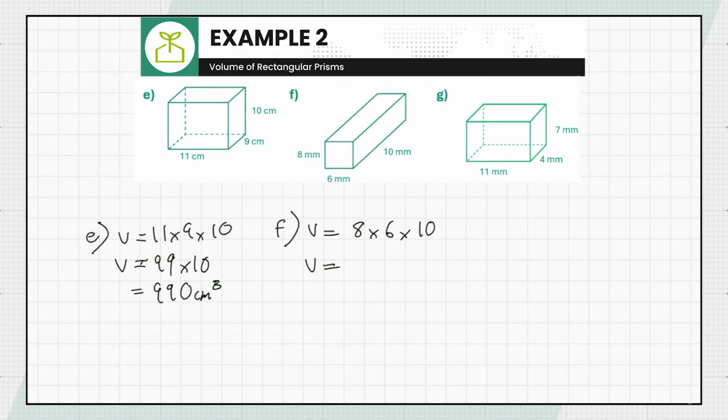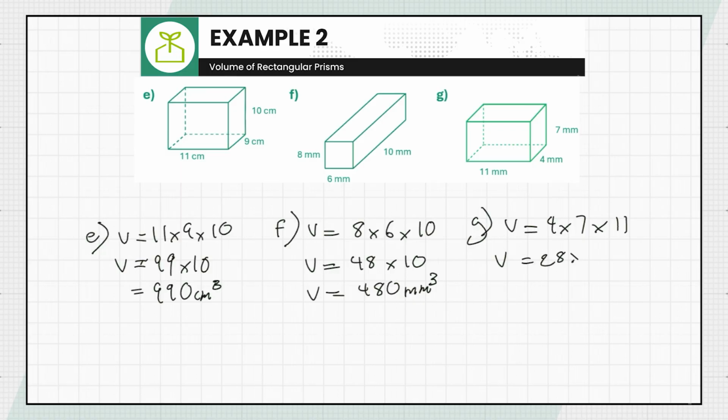That means our volume is going to be equal to 48 times 10, and volume is just equal to 480 millimeters cubed. And for G, finally, our volume is going to be equal to 4 times 7 times 11. That means volume is going to be equal to 28 times 11, and volume is equal to 308 millimeters cubed.